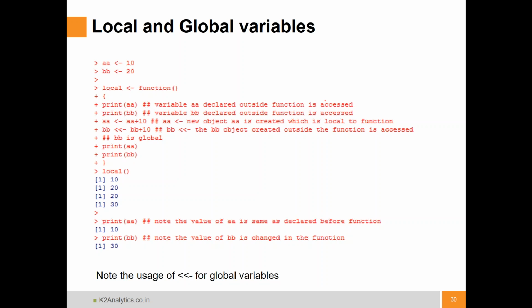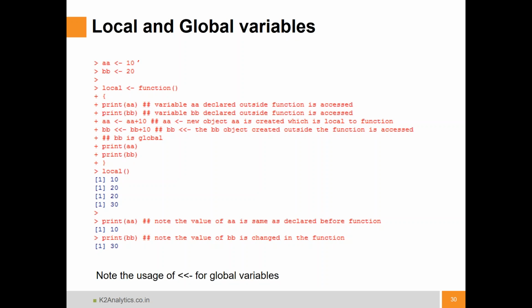What it means is, if I declare a variable inside a function, I'll not be able to access that variable outside the function. But yeah, if I declare a variable in the global environment outside the function, it will be available everywhere. Okay. So here, let me first try to explain on the slide.